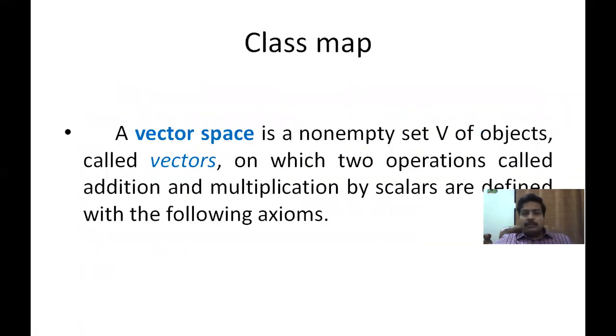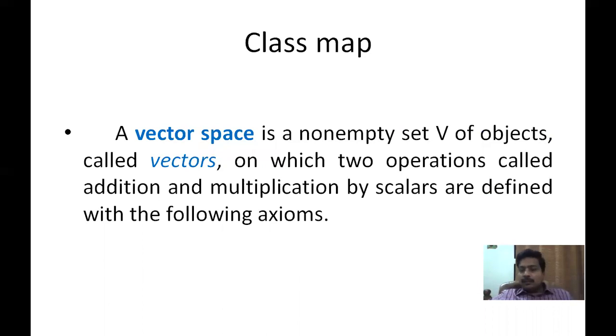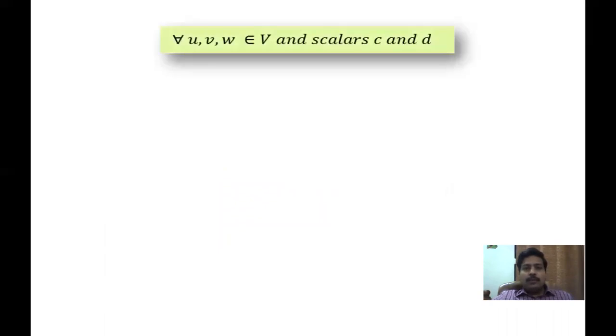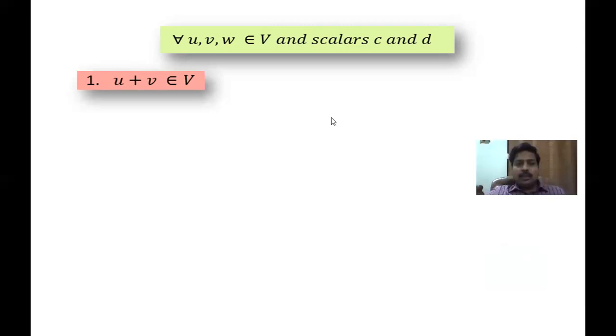First, let us quickly recall our definition of vector space. A vector space is a non-empty set V of objects called vectors on which two operations called vector addition and scalar multiplication are defined by the 10 axioms. Those are: for all u, v, w belonging to V and scalars c and d, the first axiom is u plus v belongs to V. That is, V is closed under vector addition.